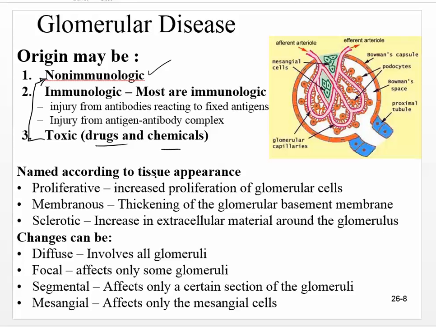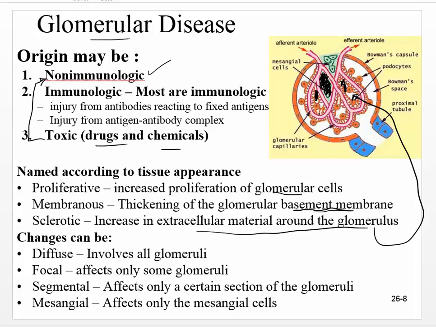They're named according to the tissue appearance, so what it looks like. If you have increased proliferation of glomerular cells, that's going to be proliferative. Membranous is thickening of the glomerular basement membrane, so whatever may cause that, when you view it, you have a thicker basement membrane. Sclerotic is an increase in extracellular material around the glomerulus, so we're talking about these areas in here. You may look at it under a microscope and see a whole bunch of stuff in here.